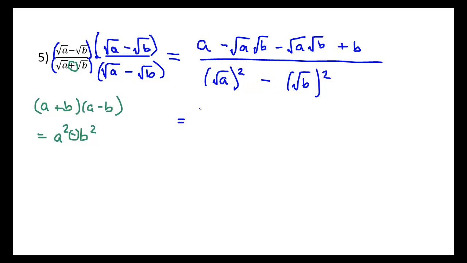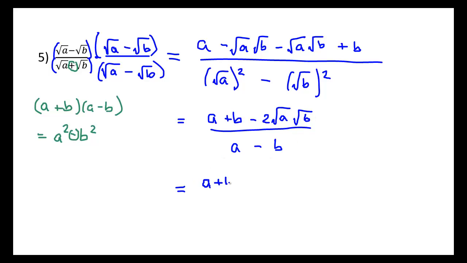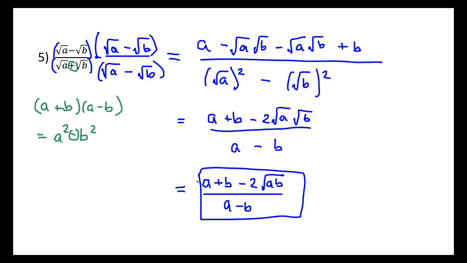Now let's proceed to simplify the numerator. We can combine these two like terms, making them minus 2 square root of a square root of b. Down below, the square root of a squared would be a. The square root of b squared would be b. We could leave it as is, or you could combine these roots to be a plus b minus 2 square root of ab all over a minus b. This isn't a whole lot simpler, but there's nothing else we can do, so we'll leave it at that.